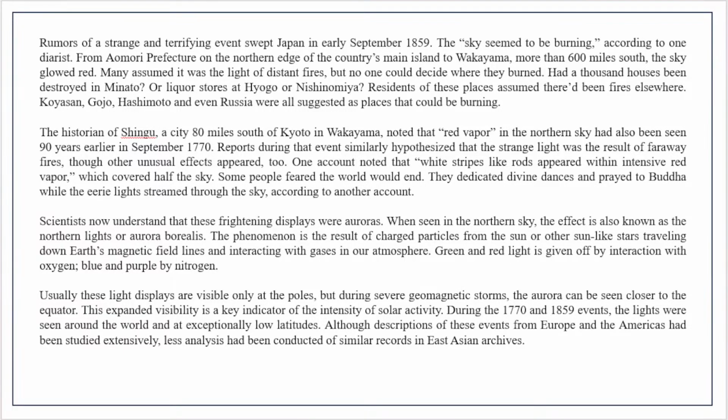Or were there any fires across liquor stores at Hyogo or Nishinomiya, cities? Residents of these places assumed there had been fires elsewhere. Whereas the residents living in these two cities assumed that a fire was burning somewhere else. Okay, Koyasan, Gojo, Hashimoto and even Russia were all suggested as places that could be burning. So many people were speculating where the fires could be, and these were some of the names which came up, that perhaps the fire is in these places.